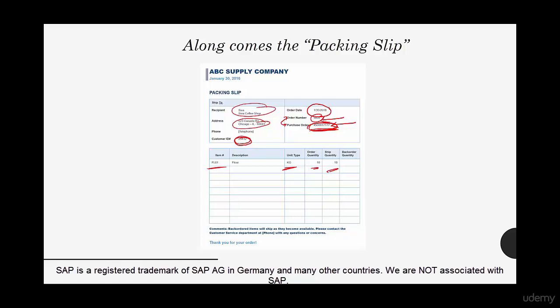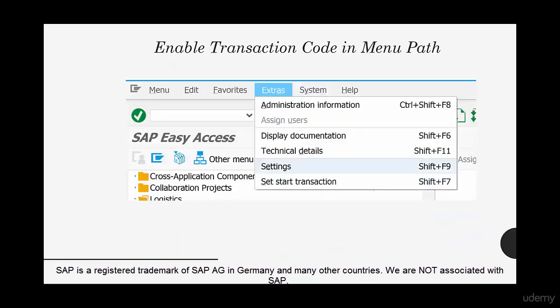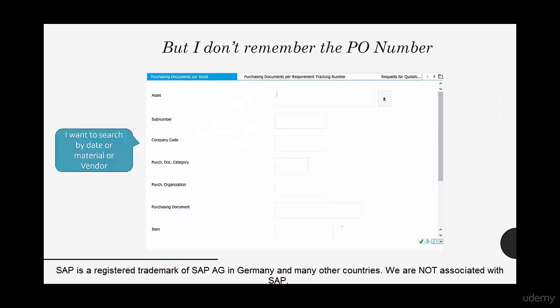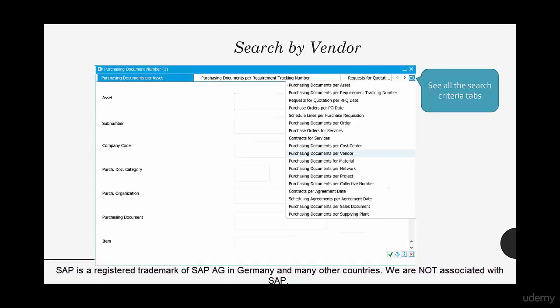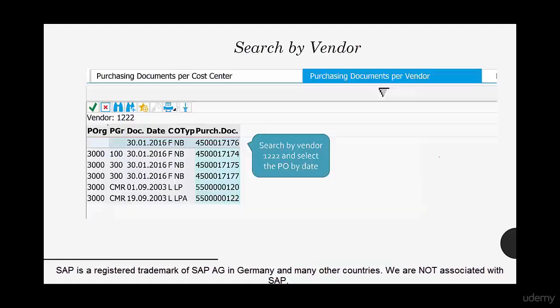Or you can use search to pull in the PO based on dates or based on who created it. So these are all the search criteria that you have. You can search by company, you can search by purchase order, you can search by purchase document, and so forth. Right? You can also search by vendor. For example, if you want to look at all the purchase orders created for that vendor, you could do that.